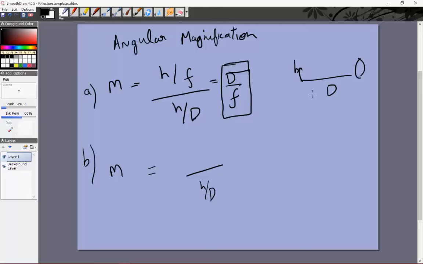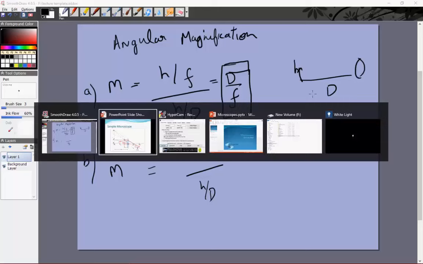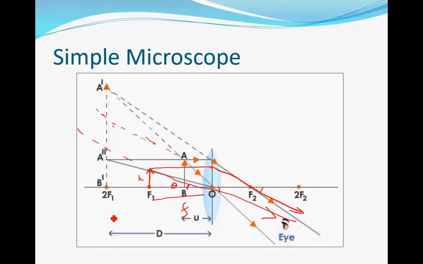Now what would happen if the final image is formed at d? In that case, this final distance, the image distance, would be d, and that is what is drawn here. I don't understand why they've purposefully made it to coincide with 2f. That doesn't need to be true. 2f could be here, or the image could be anywhere as it relates to 2f, but the image is at a distance of 25 centimeters, at the least distance of distinct vision. In that case, we need to find out the angular magnification.